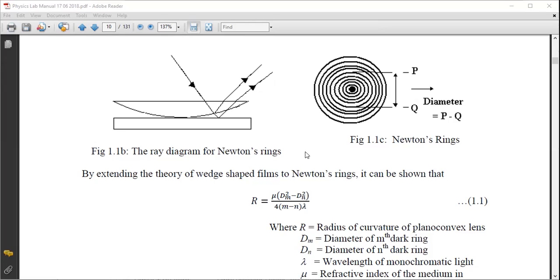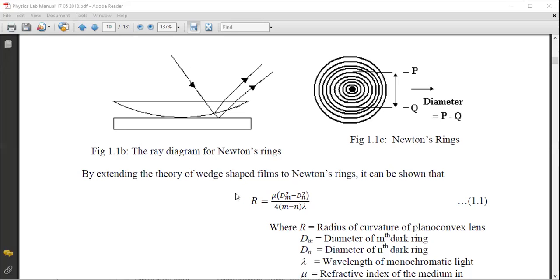So using this formula, R is equal to mu times (dm square minus dn square), where dm is the diameter of the mth dark ring and dn is the diameter of the nth dark ring. You subtract the 2 diameters, where m is the order, first ring, second ring or so, and n is the other ring. Mu is the refractive index of the medium, and lambda is the wavelength of the light. So R is equal to mu times (dm square minus dn square) divided by 4 times (m minus n) times lambda.